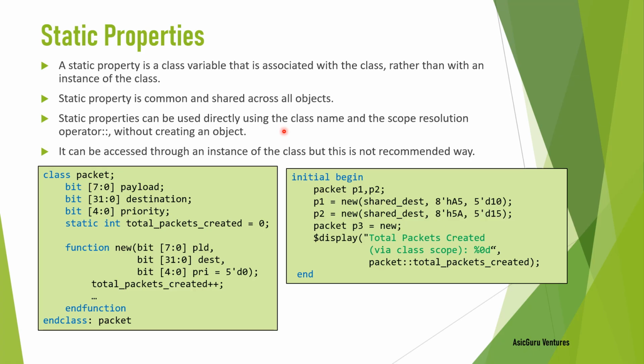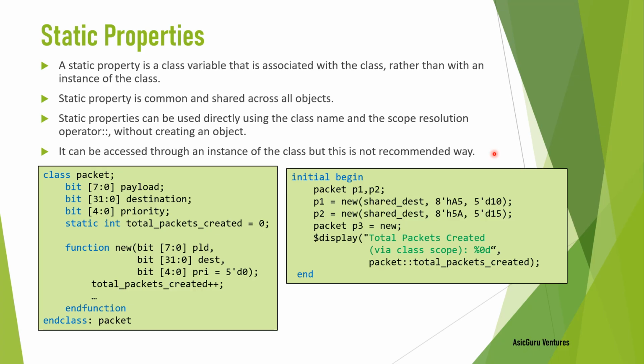object. Although it is possible to access it through an object, that is not a recommended way because it might confuse anyone. They might think that it is instance specific if we access them using the instance of the class. Now the question is, why do we need static properties? Static properties are useful if you want to store some information that is common across all the instances.